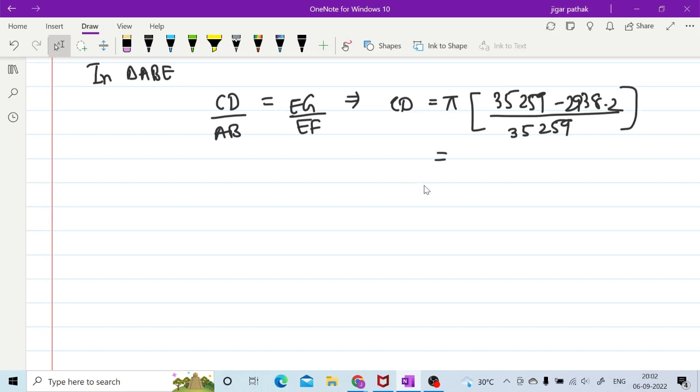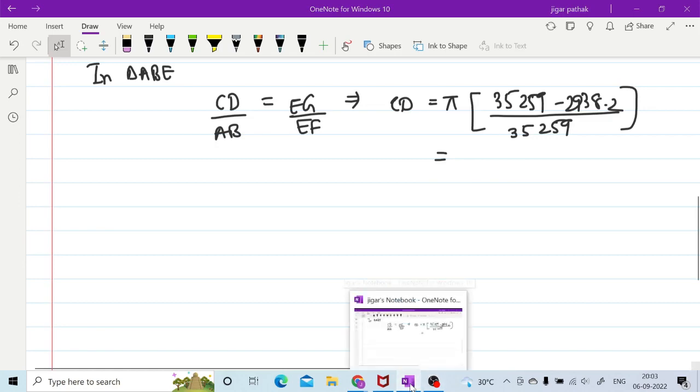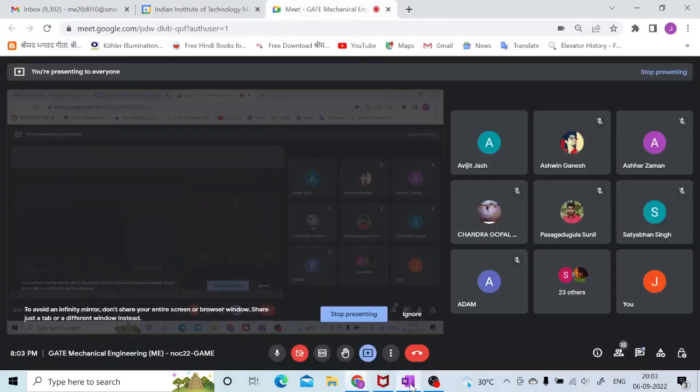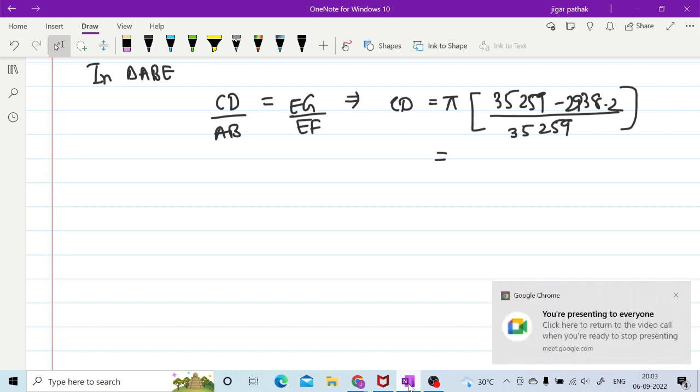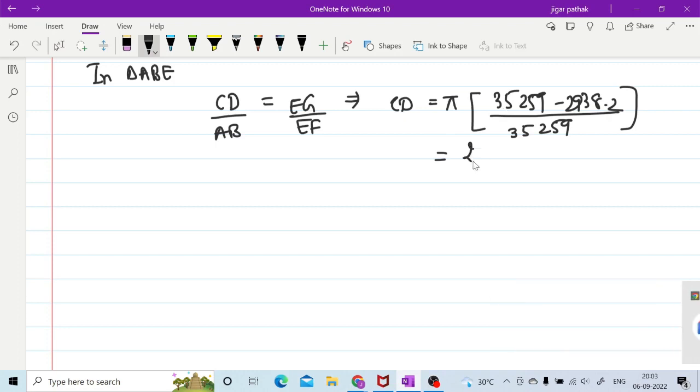Can you tell me what this CD is? 2.88 radian it is coming. Yes, sir, 2.88 radian, right?